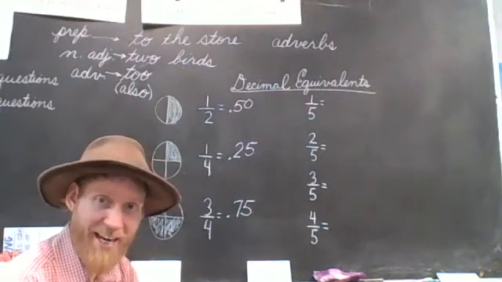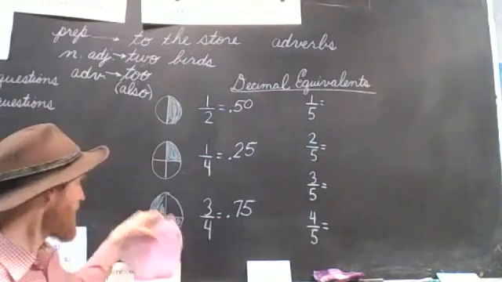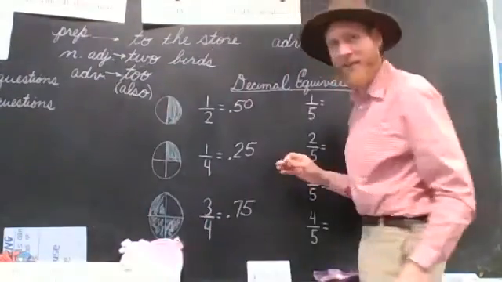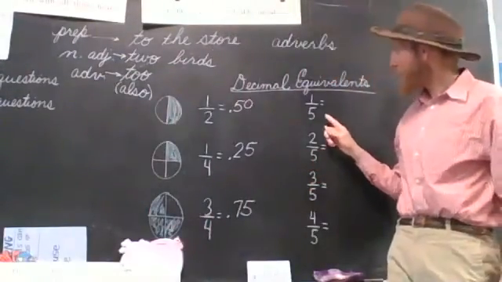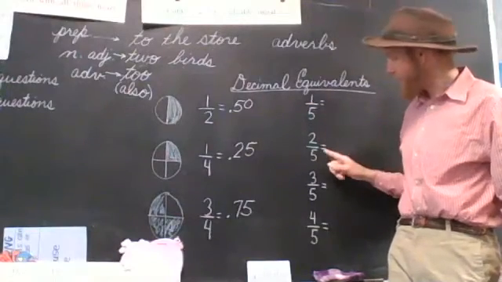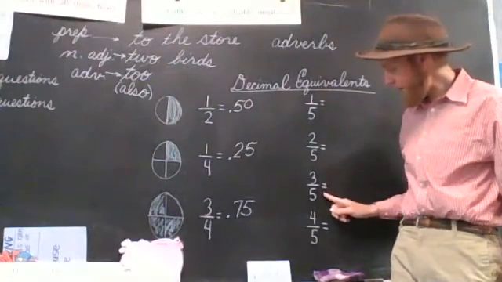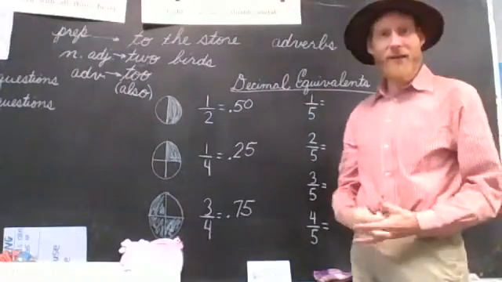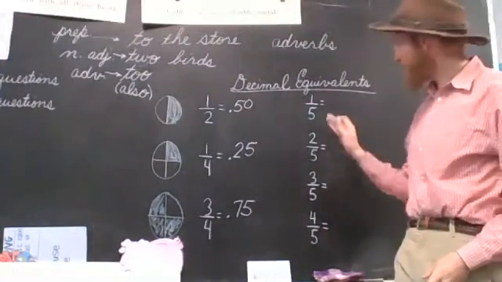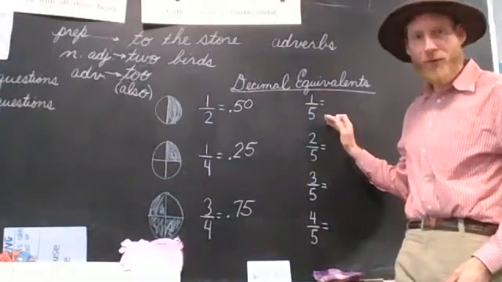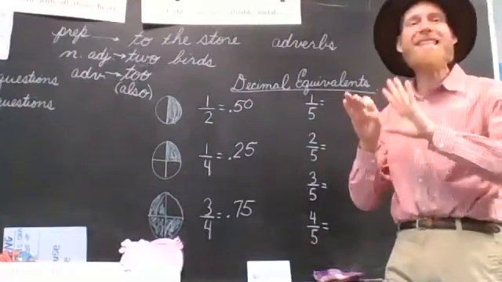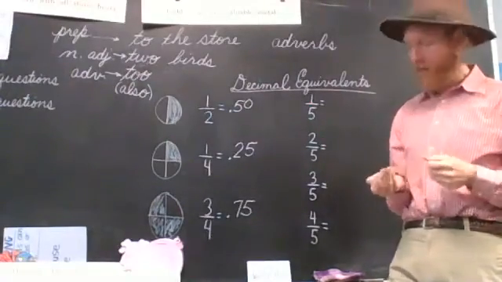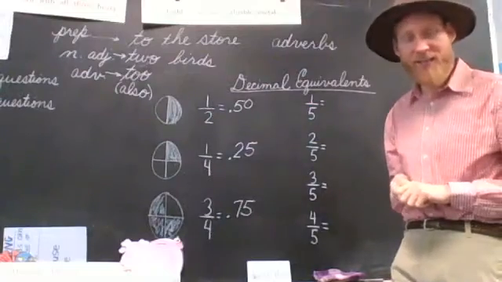Memorize those today. Now we also have some other fractions, and I'm going to stand up and come over here for this. We have 1/5, 2/5, 3/5, and 4/5. Now here's how we can memorize these. You need to memorize the decimal equivalent for these. It's going to help you out immensely in grades to come as you go on to other grades.